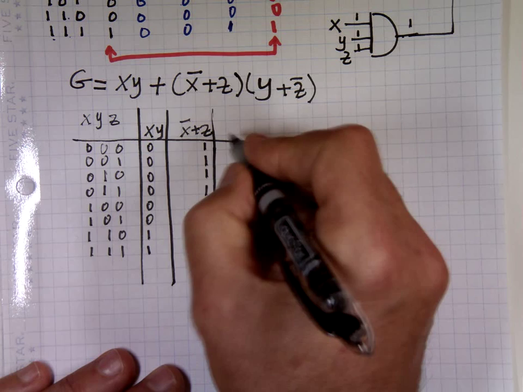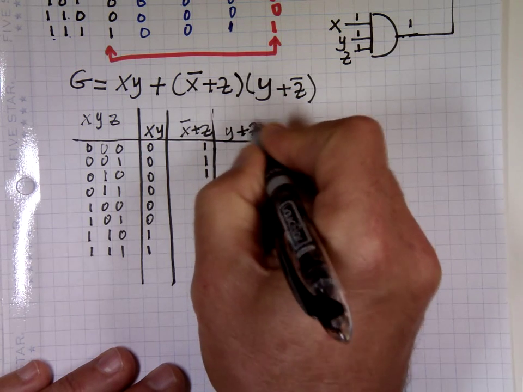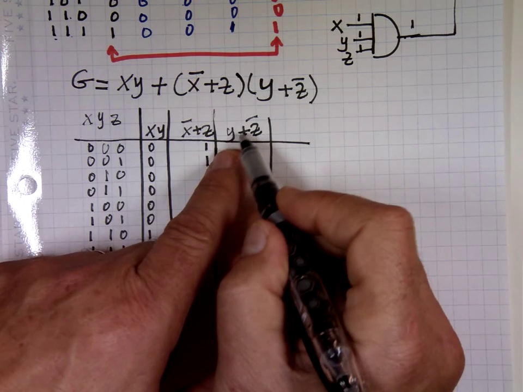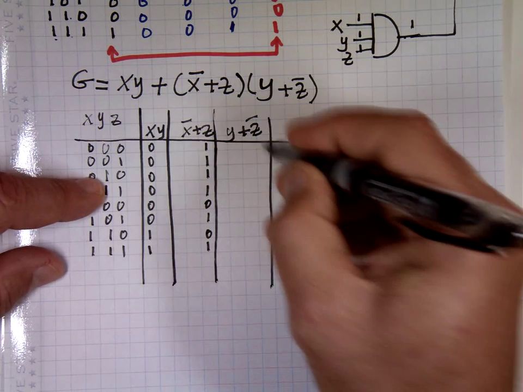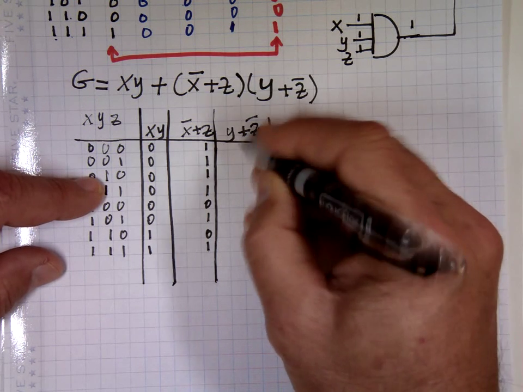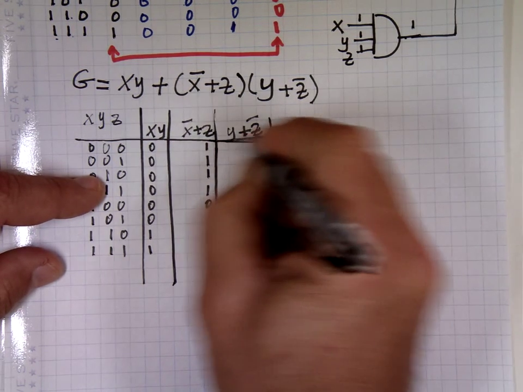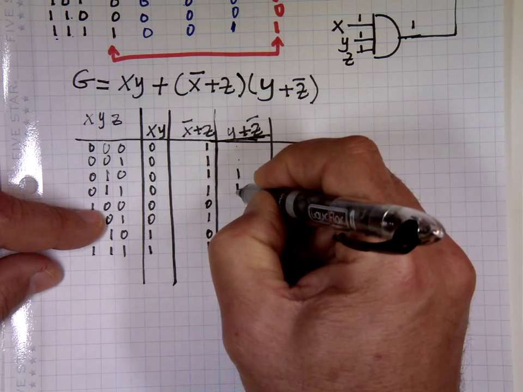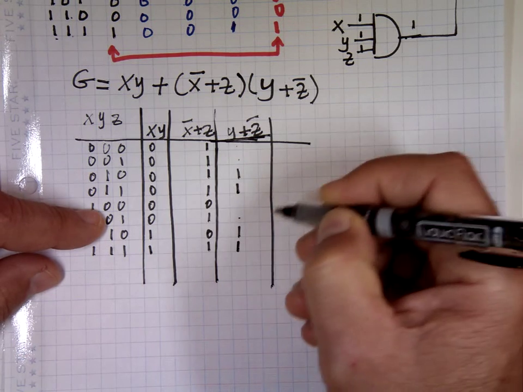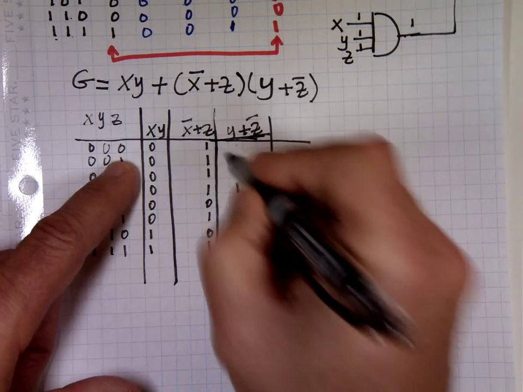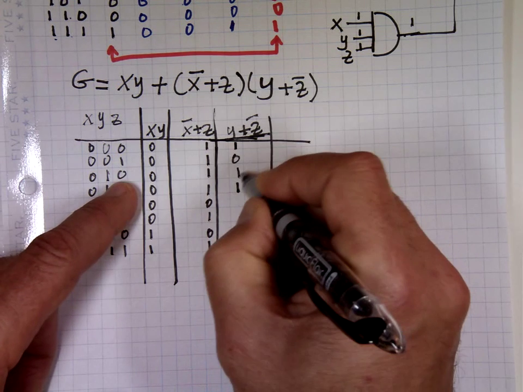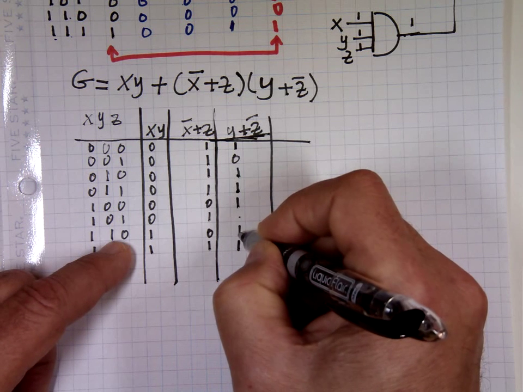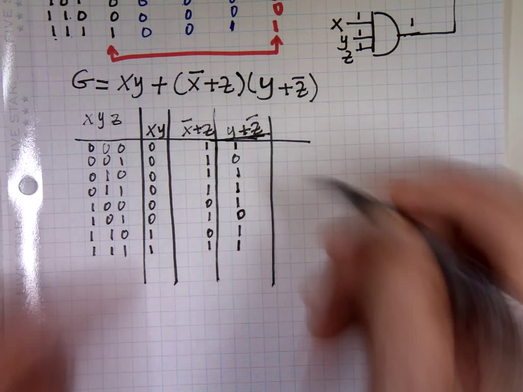Let's look at this. Y plus Z bar. This is an OR gate. You're going to have a value of 1 when Y is 1. Where is Y is 1? I'm going to line them up here. So 0, 0. There's Y is 1 right here. And Y is 1 right here. Or when Z is 0. When Z is 0, that's a 1. 0, 1, 0, 1, 0, 1, 0. So that's when you're going to be 1.